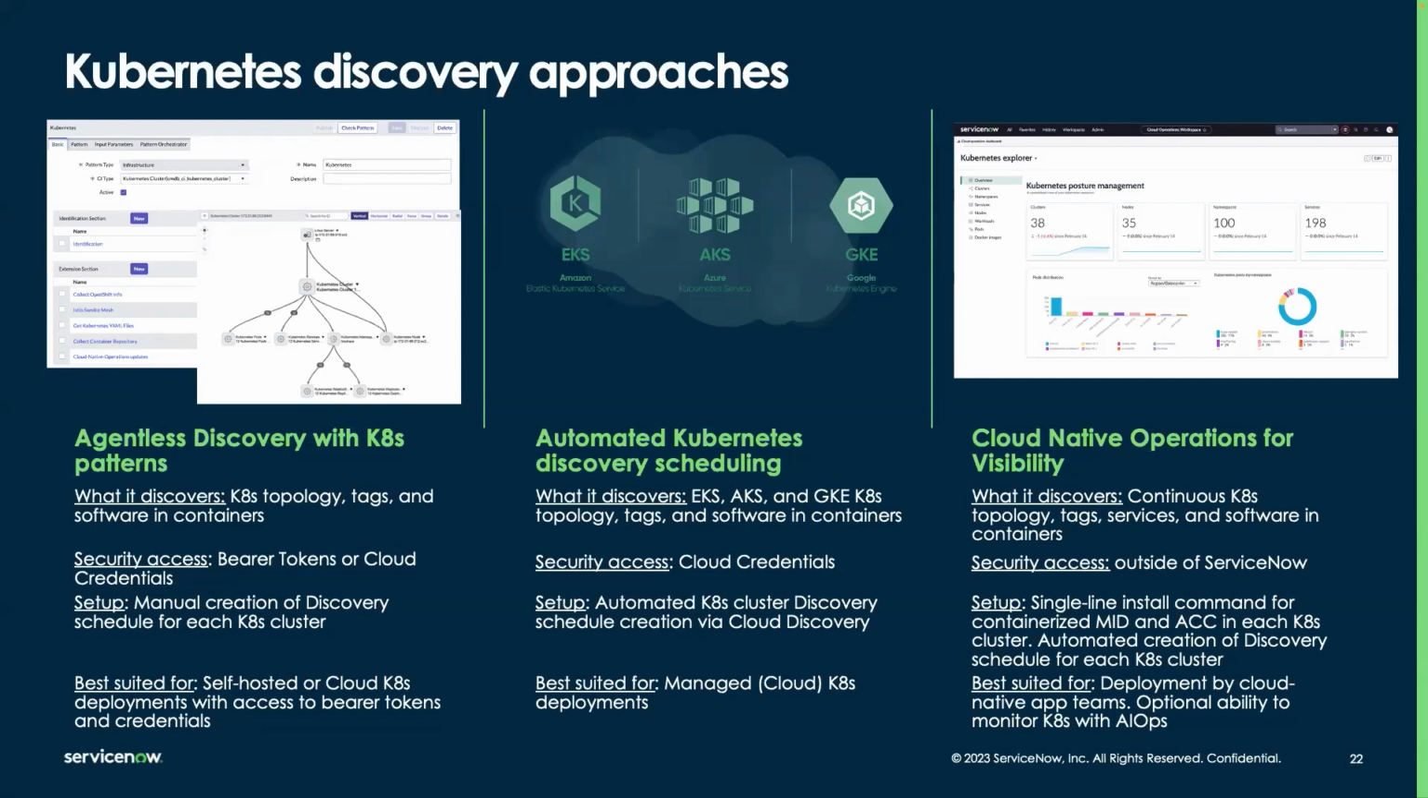We have 3 methods to discover Kubernetes. One is the agentless discovery with the Kubernetes patterns. We talked about agentless discovery already, but essentially what we do is we bring in the topology, the Kubernetes tags, as well as the software that's running in those containers.